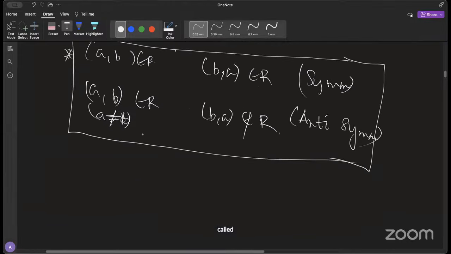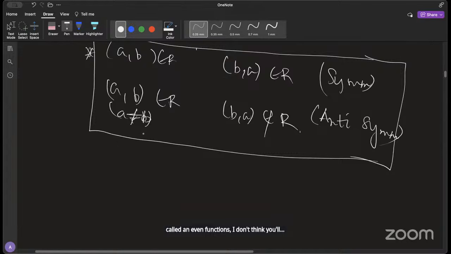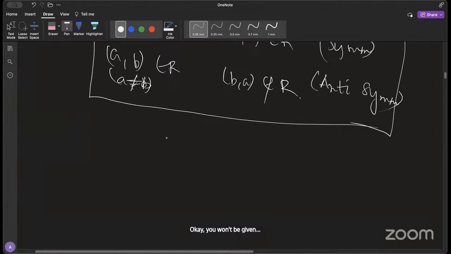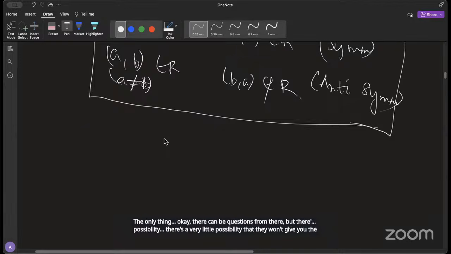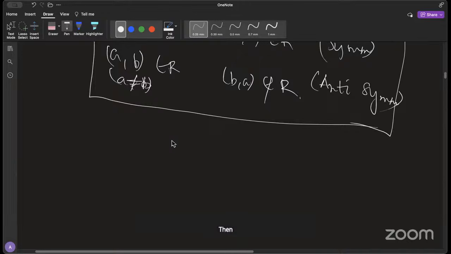Odd and even functions, I don't think you will. You won't be given. You know what odd and even functions are, right? There can be questions from there, but if it's not mentioned in the course itself, you will be given the definition of what an odd function is and what an even function is if it's used in your question. If it's not in your syllabus, that doesn't mean they cannot ask questions on that. You can be asked a question on that, but you will be given the definition if it's not explicitly given in your syllabus.